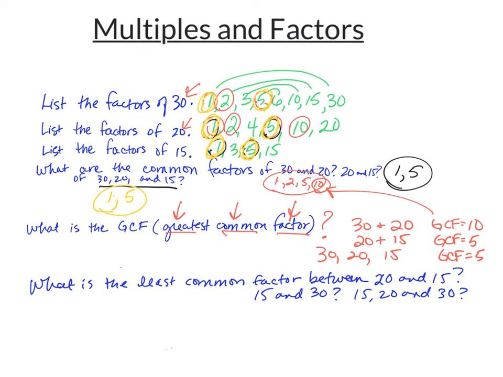Hopefully, you recognized that the least common factor between 20 and 15 is 1. Between 15 and 30 is also 1. Between 15, 20, and 30, it's 1. If you think about the least common factor between any two numbers, it will always lead to the number 1. Well, I hope that helps you better understand multiples and factors.